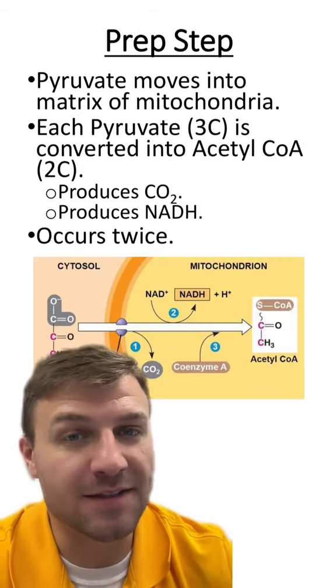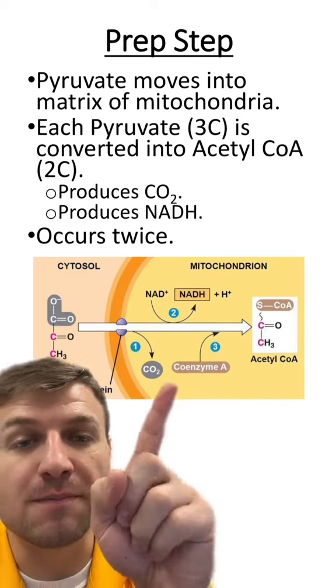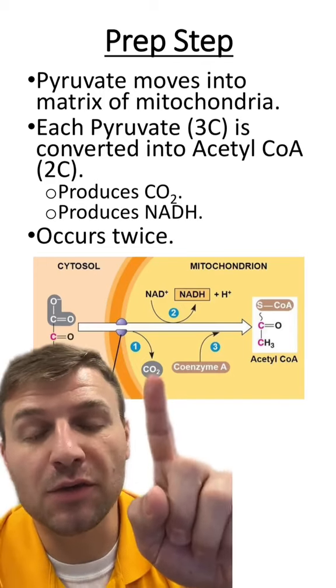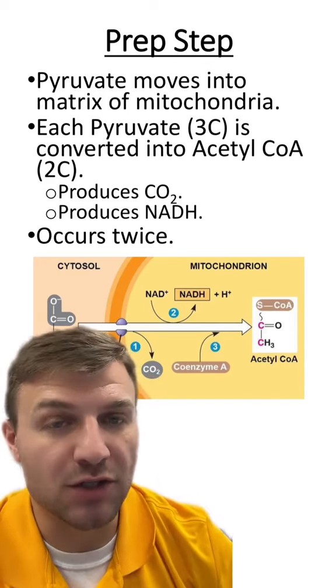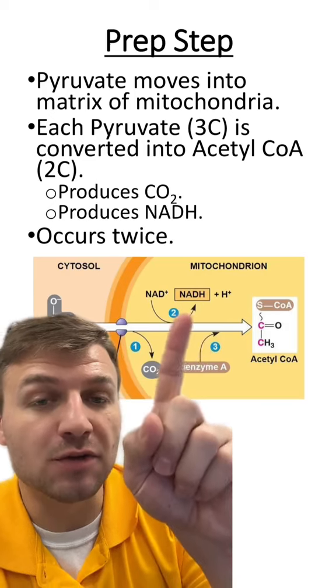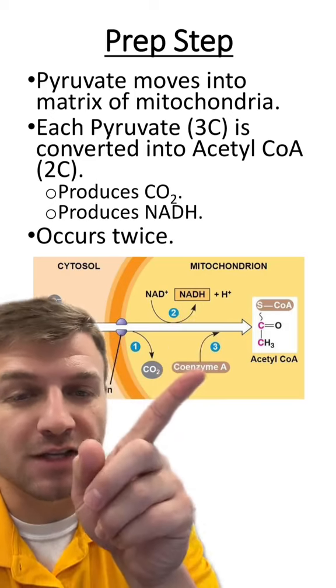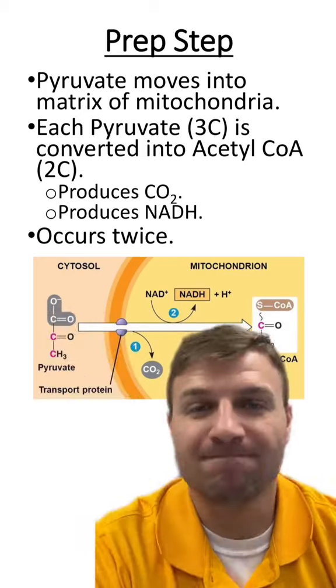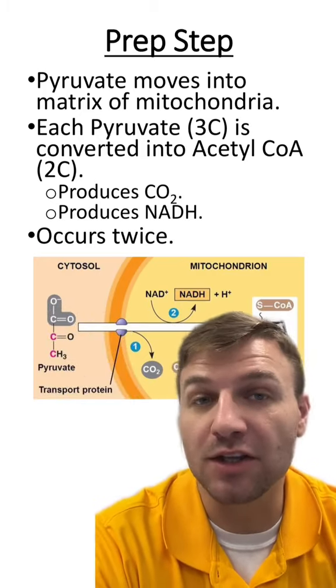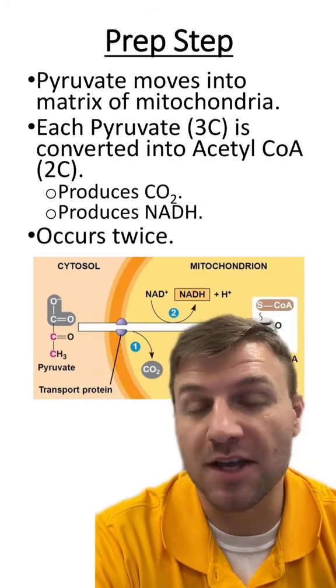The prep step is next. These pyruvate molecules are going to move into the matrix of the mitochondria. Pyruvate molecules are going to lose a carbon in the form of CO2. During this reaction, they are also going to produce an NADH, and then be converted into a molecule known as acetyl-CoA. Now, this step has to occur twice since we're getting 2 pyruvate molecules from the first step, glycolysis.